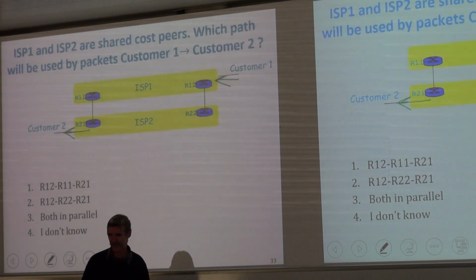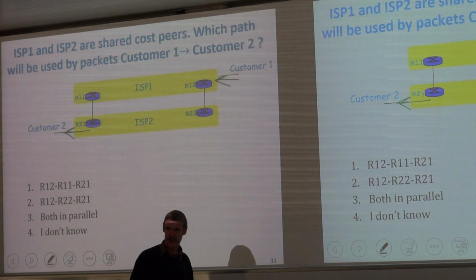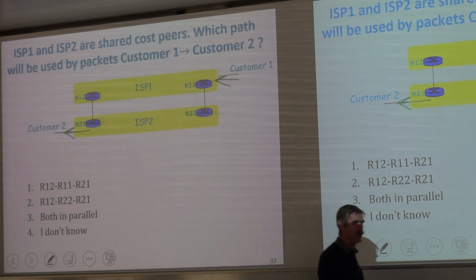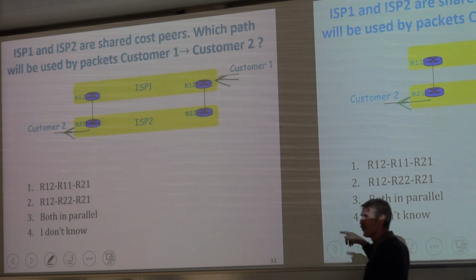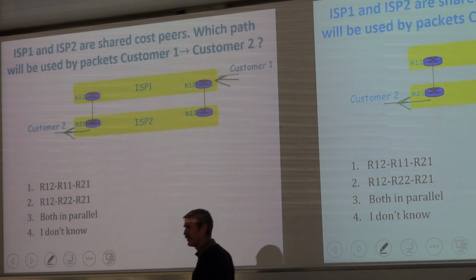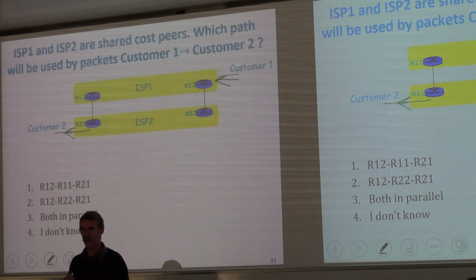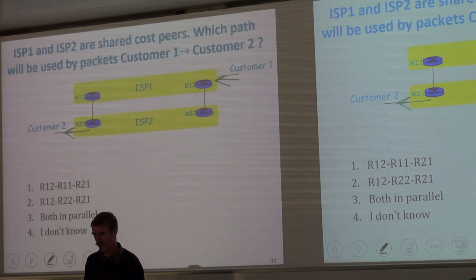Last question. Another simulation. I have two ISPs that are peers. They consider themselves as equal weight. They have shared link costs. I have traffic that goes from customer 1 to customer 2. And assume the only interconnections between those two entities are the ones that are shown. I'm not showing the internal connections inside the yellow clouds, but I'm showing all the connections from one cloud to the next. Which path will be used by packets from customer 1 to customer 2?